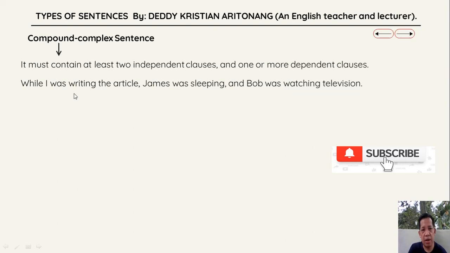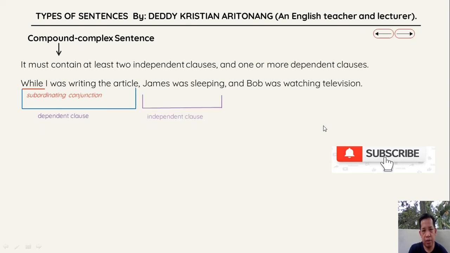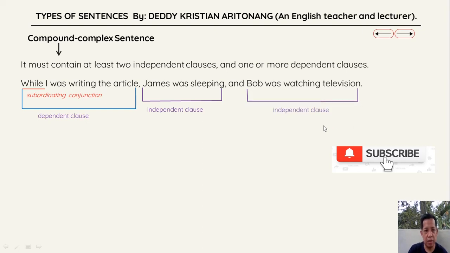"While I was writing the article" is a dependent clause which cannot stand alone, and it is marked by the presence of a subordinating conjunction, while. Again, this is the subordinating conjunction which forms the dependent clause. The second and the third parts of the sentence are both independent clauses.